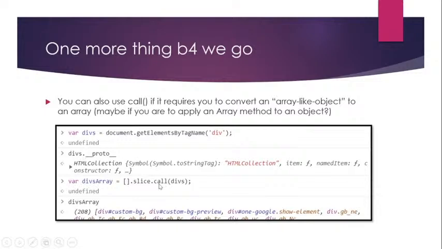Okay, but now that we're calling divs inside the call method, we're going to convert an array-like object to an array. Okay, so in that case it will assign divs array the converted portion of the divs HTML collection, which was an array-like object. And now that we look at divs array, we can see that 200 elements are there inside the divs array.